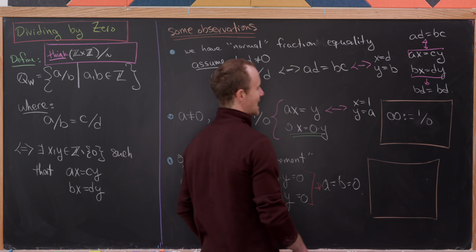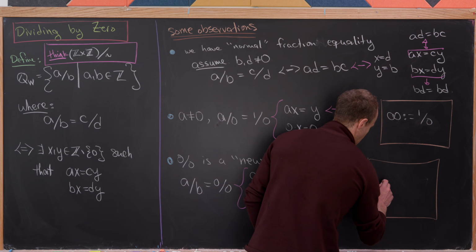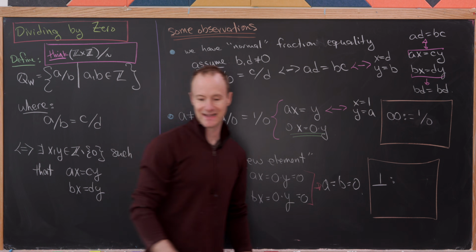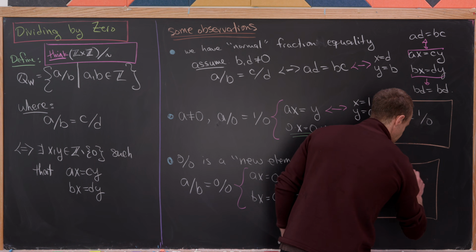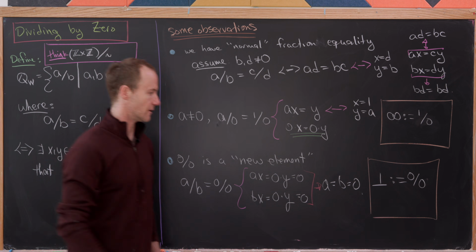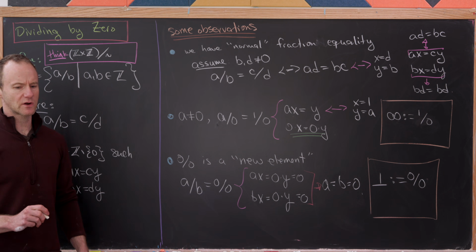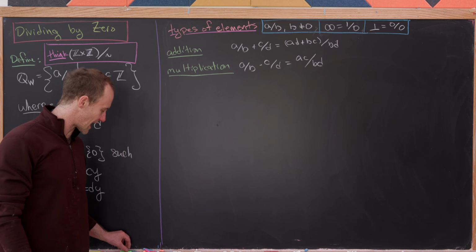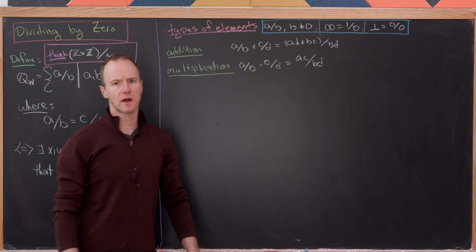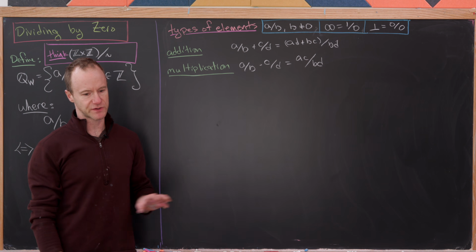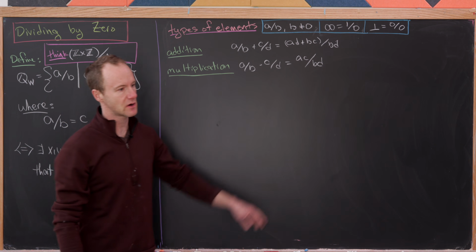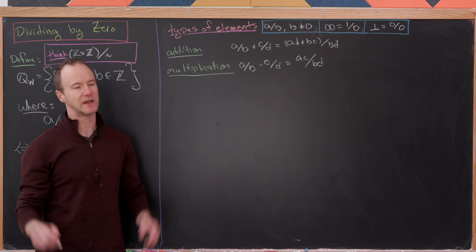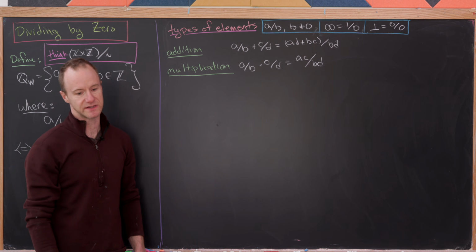So that's our brand new element that's not equivalent to anything else. And let's give that a name as well. We'll call that perp. So this is going to be defined to be our 0 over 0. Okay, so let's see what sort of arithmetic we get out of this. Let's just recall the types of elements we have in this new structure. They're numbers that look like normal rational numbers, in other words, the denominator is non-zero. We've got this infinite element, which is 1 over 0, and we've got this perpendicular element, which is 0 over 0.